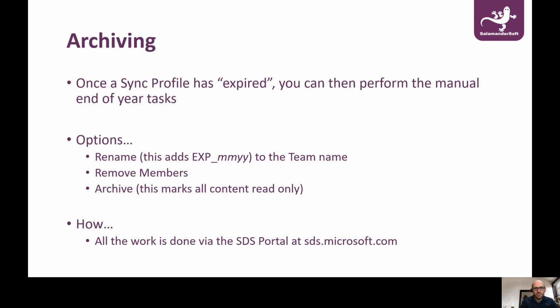When it comes to archiving, once a sync profile is expired, you can then perform the manual end of year tasks. I'll show you this in the SDS portal shortly. You have two main options. I'm going to exclude the center option for the moment, as Microsoft are currently working on a fix for this. You can choose to rename the team, which adds the EXP underscore and then the month and the year that the expiry is processed. You can choose to archive, which marks all the content read-only. And all this work is done within the SDS portal at sds.microsoft.com.